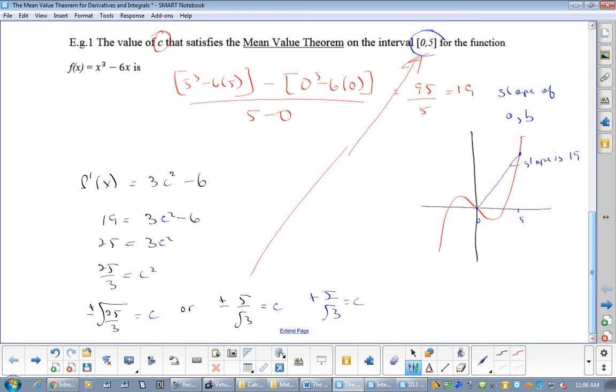Okay, so what is 5 over root 3? Can someone put it in their calculator? I put it in and I forgot to write it down. Can anyone put that in? 2.886. Okay, so that's approximately 2.886 that we got. And I didn't draw my graph very well, because it should be more like that. But you could see at this point right here, the tangent would have the same slope.